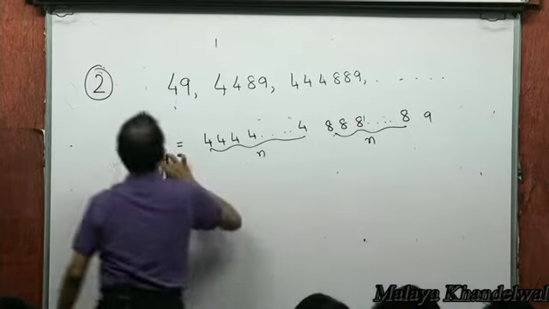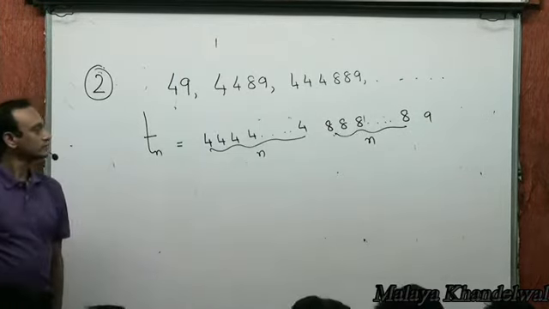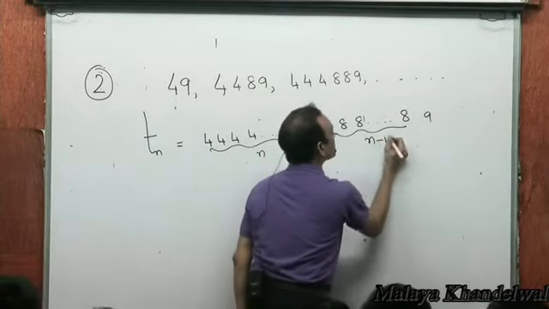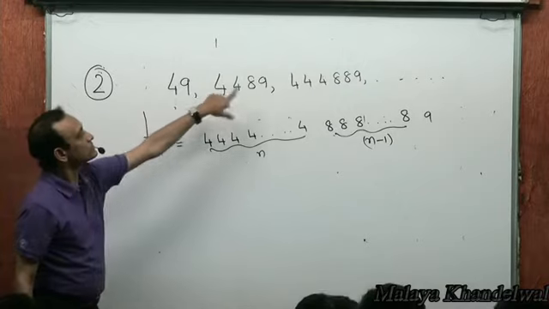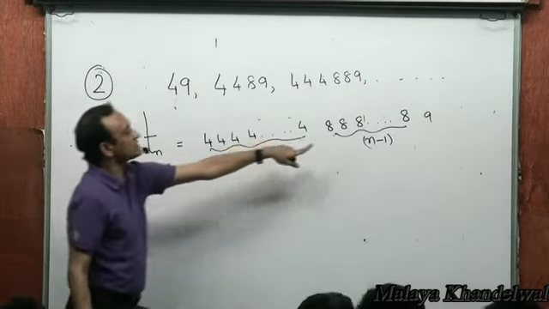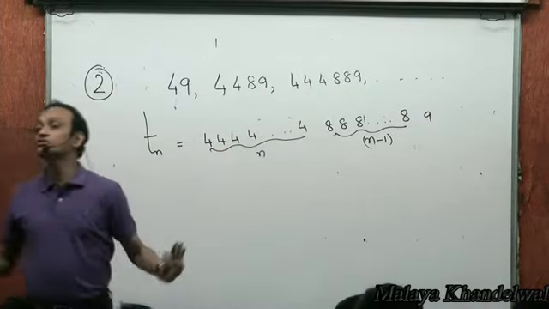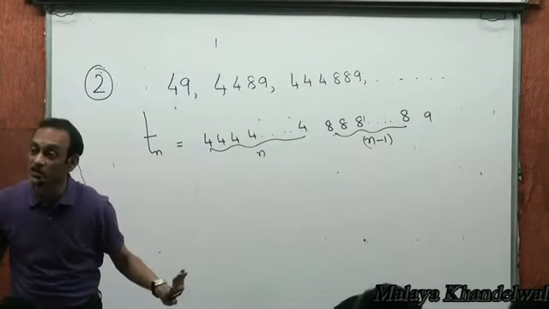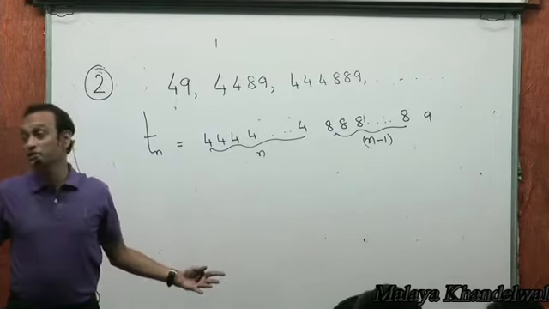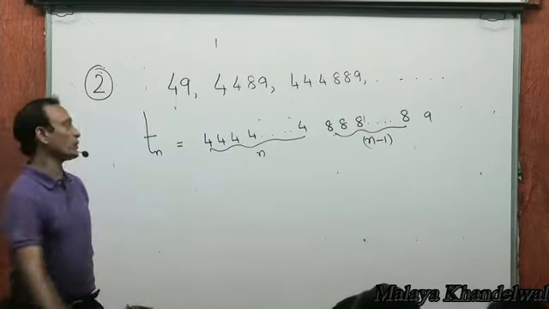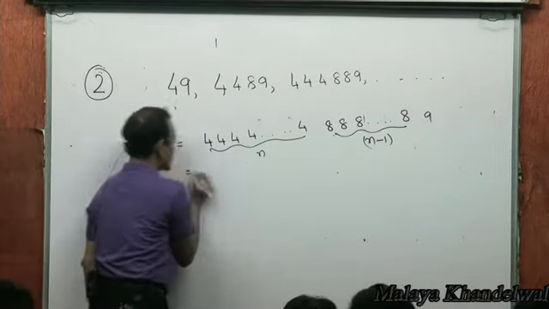Okay, so this is the nth term. This is n minus 1 eights. Yes or no? n fours, n minus 1 eights, and 1 nine. That's the constitution of the general term, the nth term of the sequence. We want to show that Tn is a perfect square. We want to establish that Tn is a perfect square. Now, no rocket science involved here.